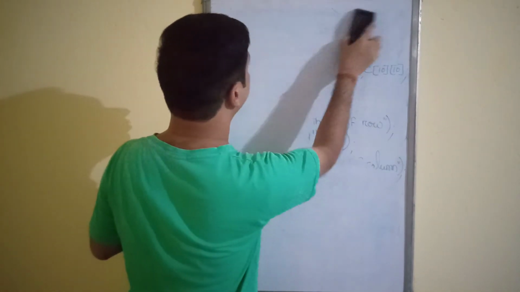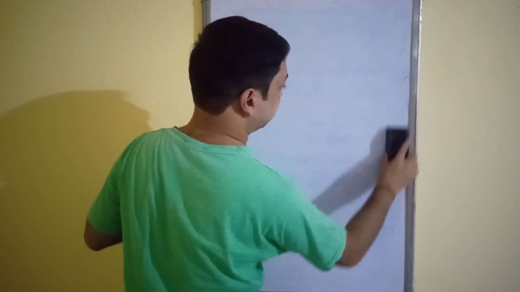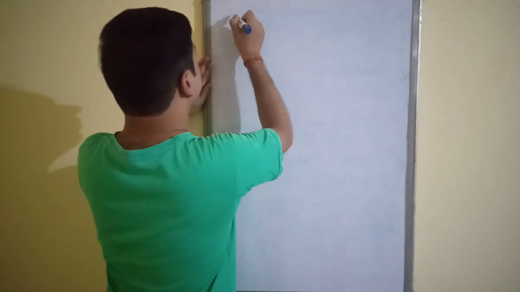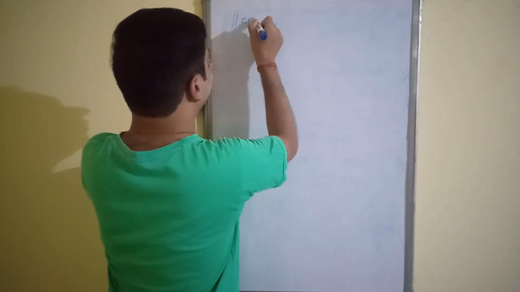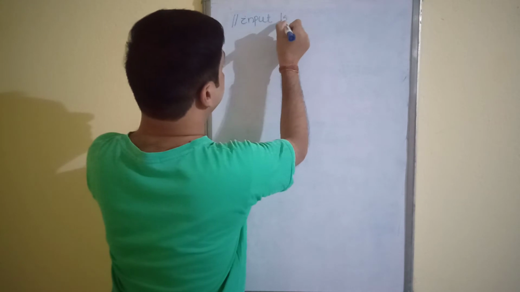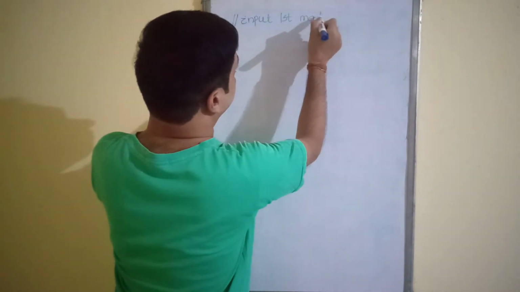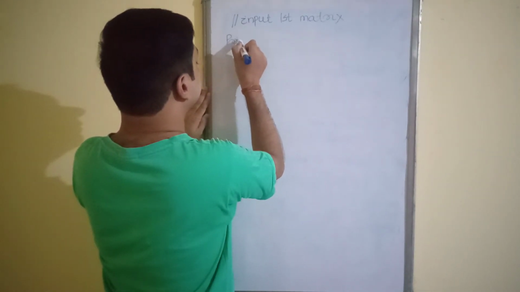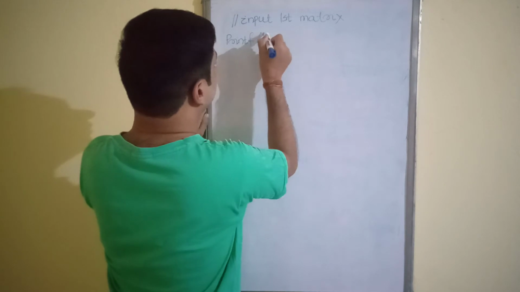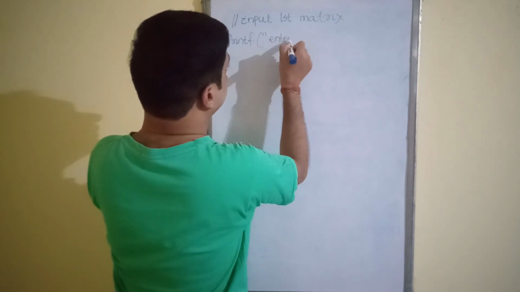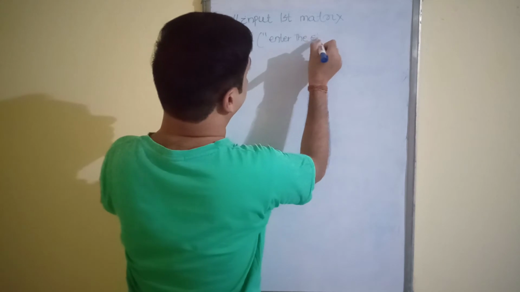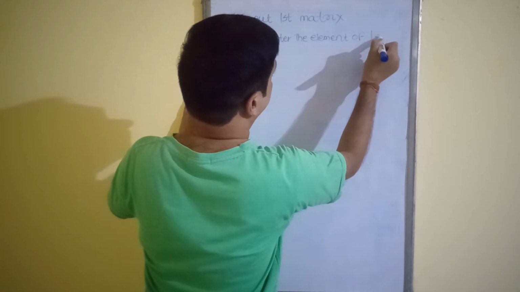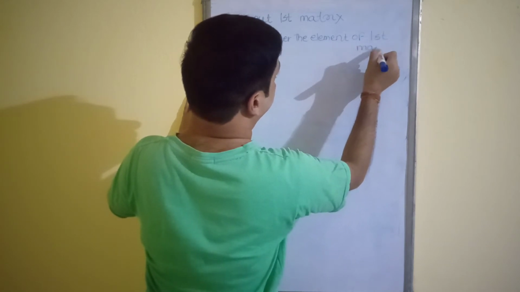The second step is the input of the first matrix through the keyboard. So I am making a comment line, input first matrix. For that I need to take here a message. I give a message printf, enter the elements of first matrix.